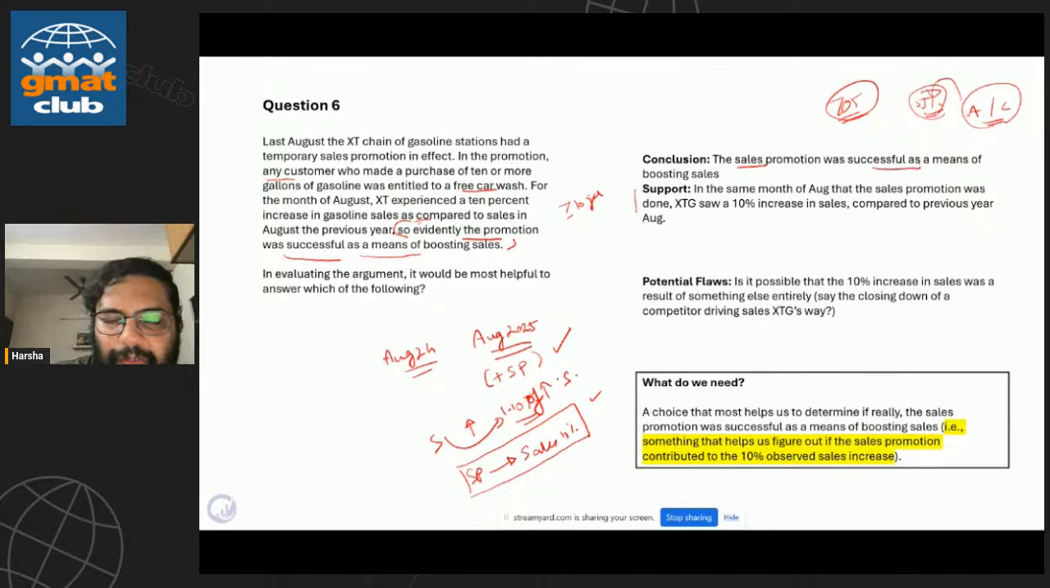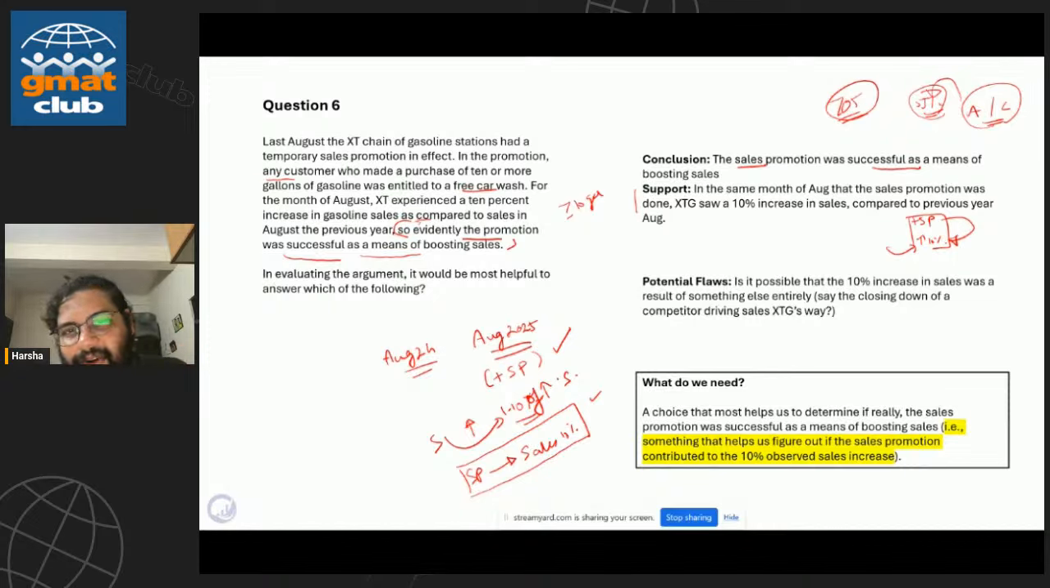The support is clear. On what basis is the author arriving at this conclusion? Simple. It's just one thing. I did a sales promotion in this particular month. I saw a 10% increase compared to last August in that same month. Therefore, the sales promotion was definitely helpful. Simple argument. This is a very simple argument to understand, and I think most of us can intuitively figure out potential flaws in it.